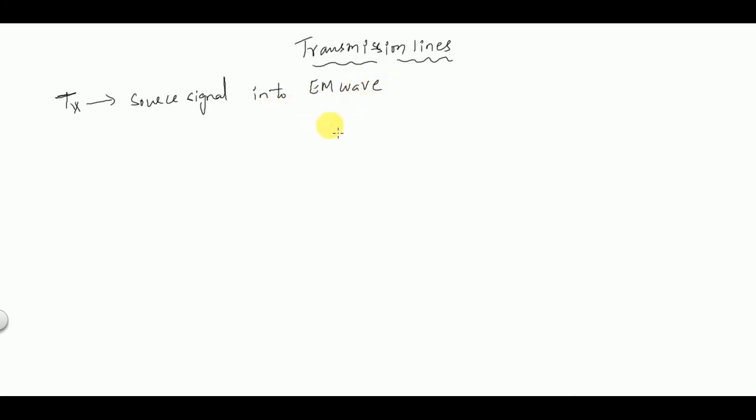This EM wave is now passed through the channel, and it travels through the channel from the transmitter to the receiver. At the receiver end, this EM wave is again converted back into the original source signal. So this is what happens in electromagnetic wave transmission.